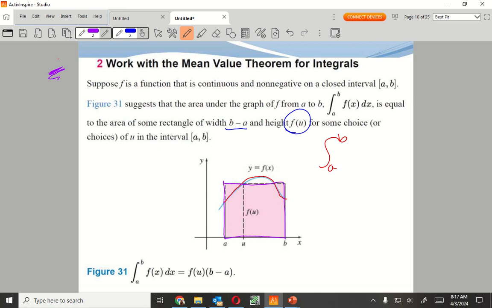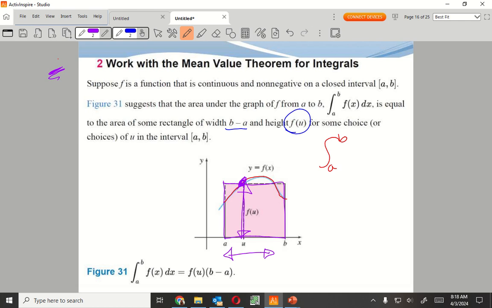So the height is going to be f of u. It's some function that I could plug in here to give me my height, and my width is going to be from a to b. So we're going to find some value of that for that to work out. And f of u is some point on my graph where I could actually average that out. Maybe, kinda.